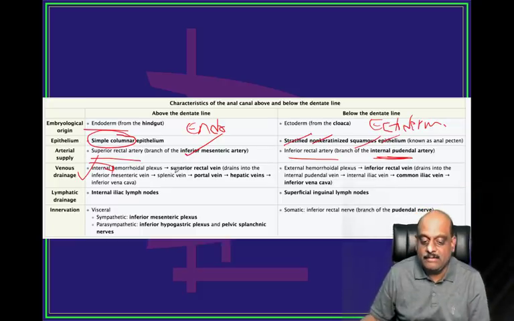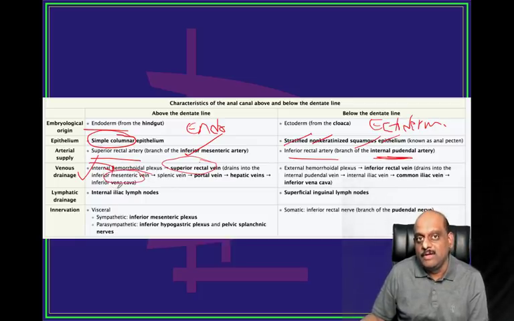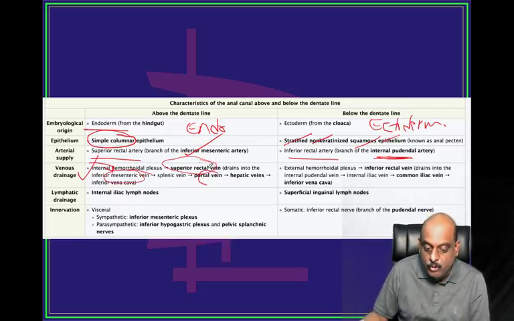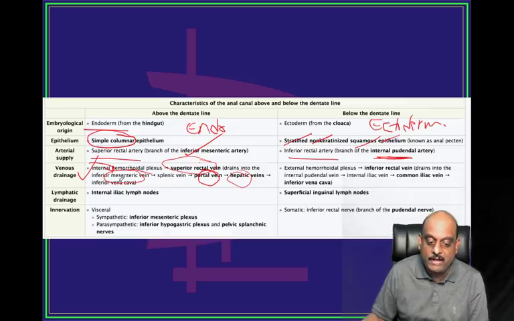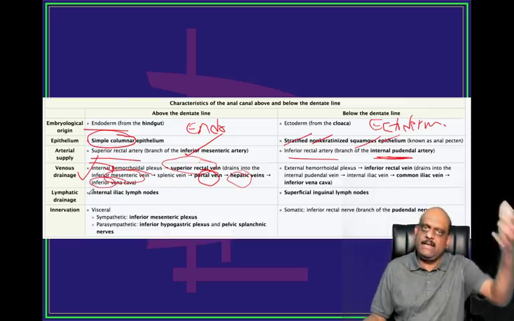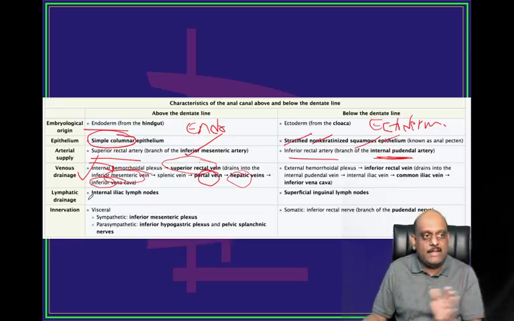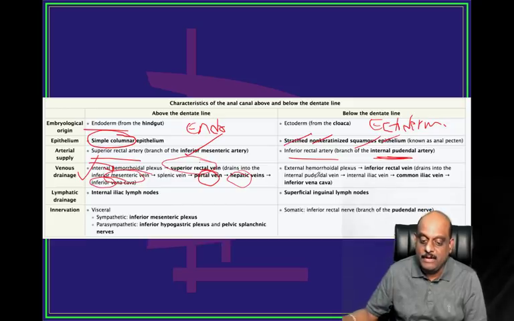Internal hemorrhoidal plexus is above the dentate line. It drains into superior rectal vein, which drains into inferior mesenteric vein, which drains into portal vein, which drains into hepatic vein, and finally to IVC. सब चीजें फाइनली IVC को ही जाता. One method is through portal vein, other is through systemic veins.